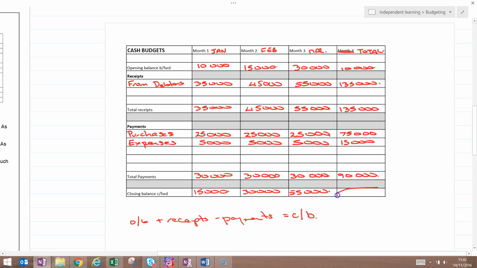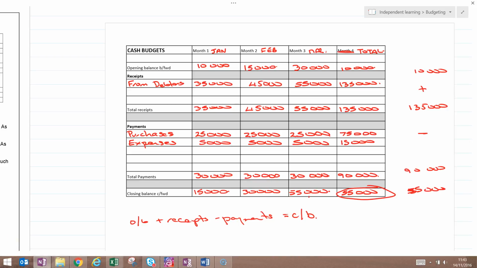So to get this closing balance figure, exactly as we've done before, opening balance of 10,000 plus our receipts of 135,000 minus our payments of 90,000, that gives us £55,000, which is what we've already worked out to be our closing balance for March. So there is our basic cash budget.